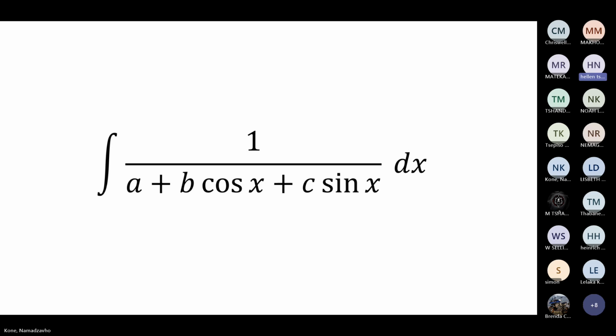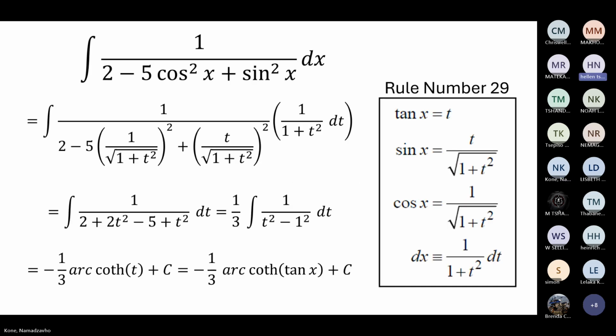How did you get 3t squared? I've got 2t squared. How did we get this one? You see from that one, 1 over 2 plus 2t squared minus 5. How did we reach here? Because 2 minus 5 is minus 3.